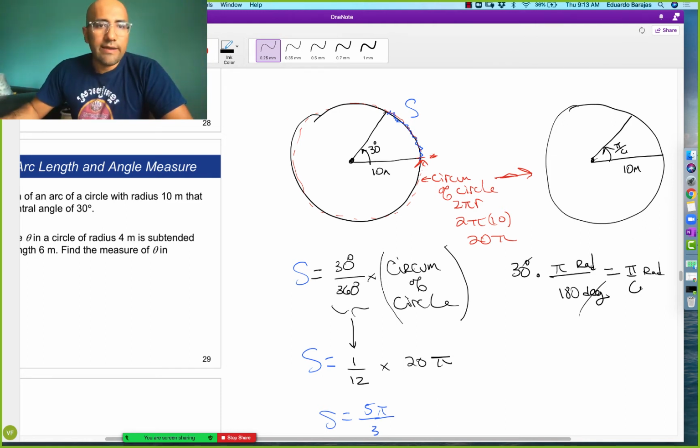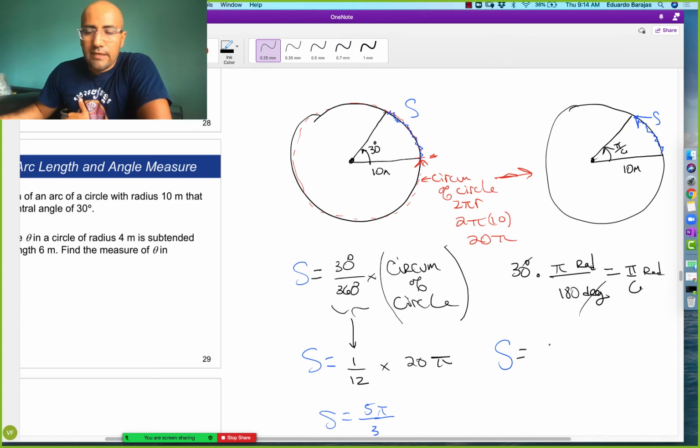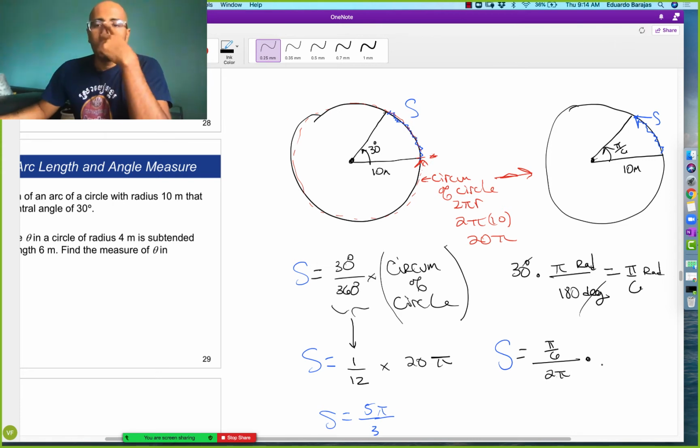So now again, we want to find out this value here, this value S. And just like before, we set up this little formula where S is equal to a ratio. S equals whatever this angle is divided by the entire thing. So it's this pi over 6 out of 2 pi times the formula for the circumference of the circle, which is equal to 2 pi r.